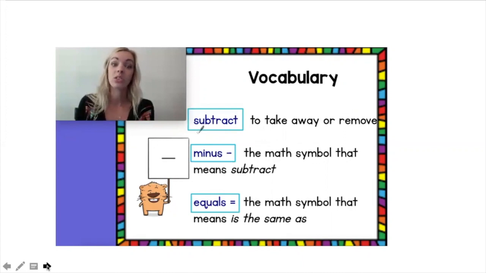We're also going to need to remember the word subtract. Now, when we subtract, we take away. And the minus sign tells us to subtract. Here's what the minus sign looks like.